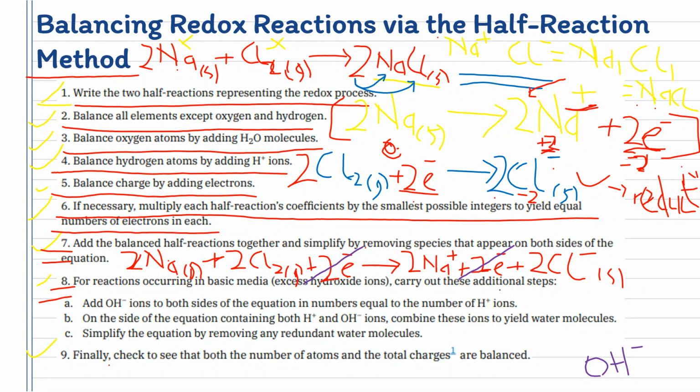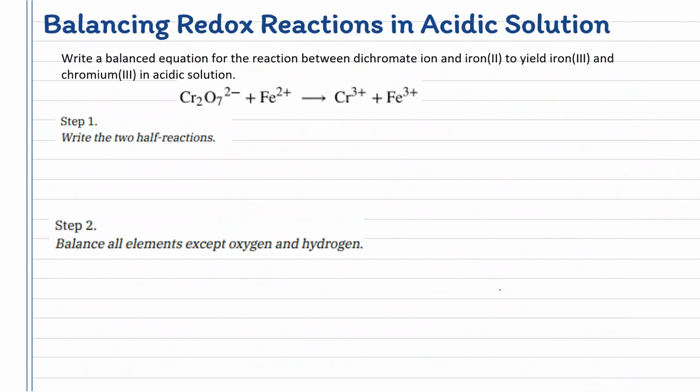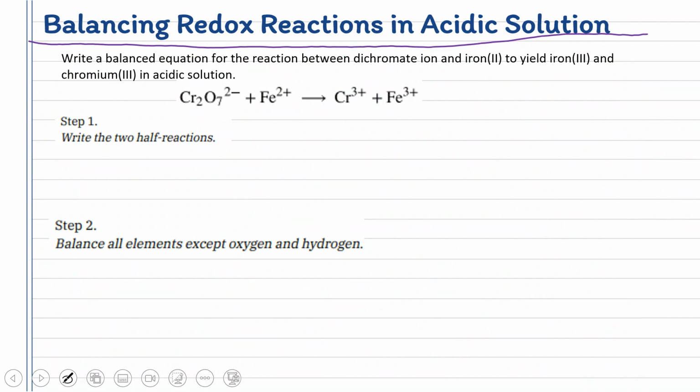So let's try this together. Let's go. Write down these 9 instructions. You're not going to use all of them every time. If they don't apply, you don't use them. So we're going to try and balance a redox reaction here. We're dealing with an acidic solution. Which color do you want to use? Let's use our favorite red color. So write a balanced equation. Let's read this together.